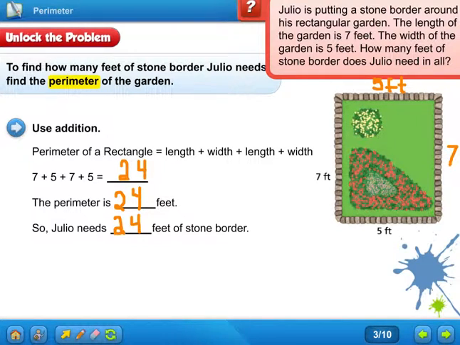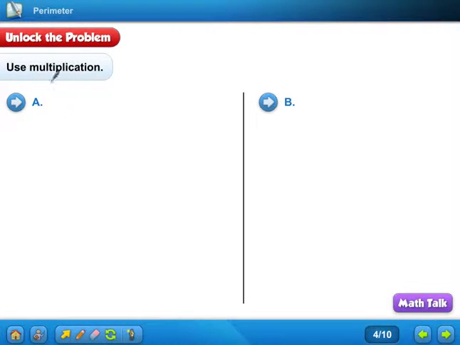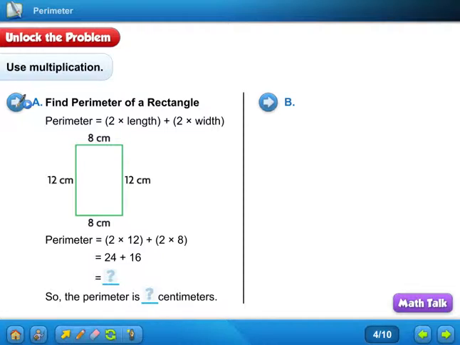All right, let's try the same problem but a different way. We're going to use multiplication. No, I'm sorry, it's a different problem. Thought it was the same one. All right, so it's similar to the problem we just did because we have 12 and 12 and we have 8 and 8.